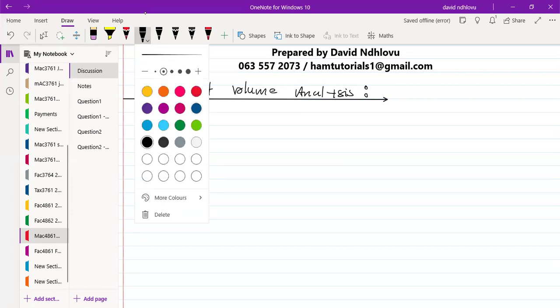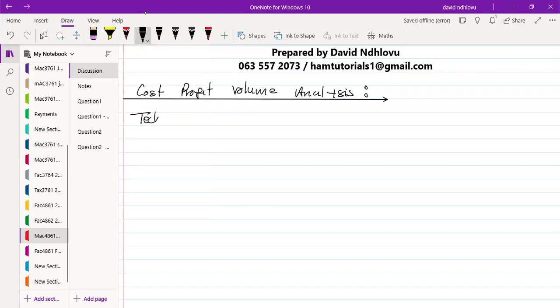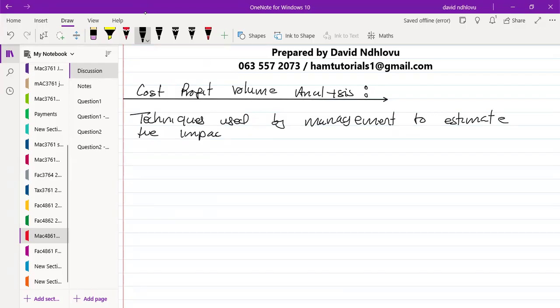Right, so when you talk about cost profit volume analysis, these are techniques used by management to estimate the impact on profits of changes in the following.